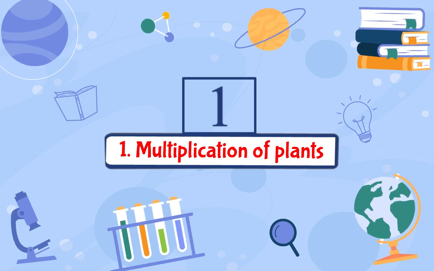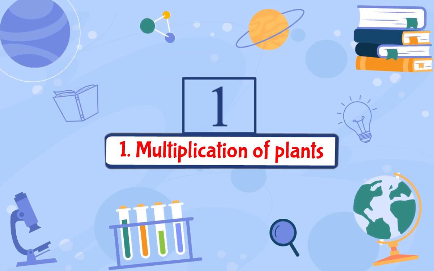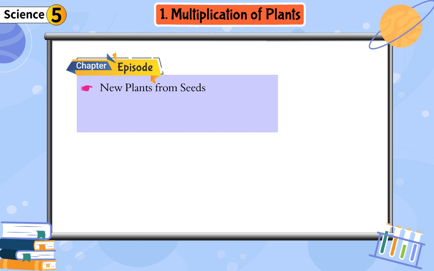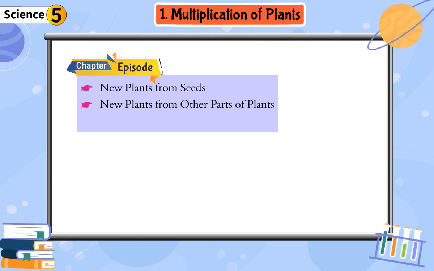Chapter 1. Multiplication of plants. New plants from seeds. New plants from other parts of plants.